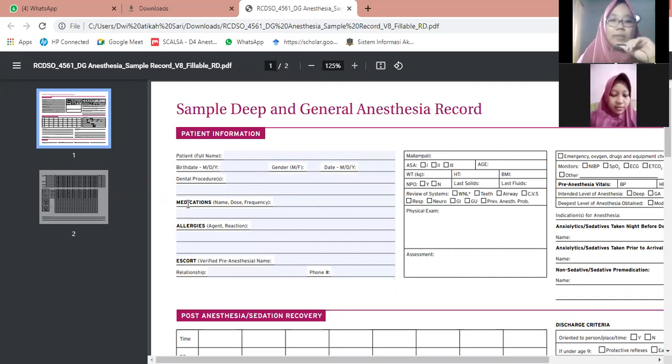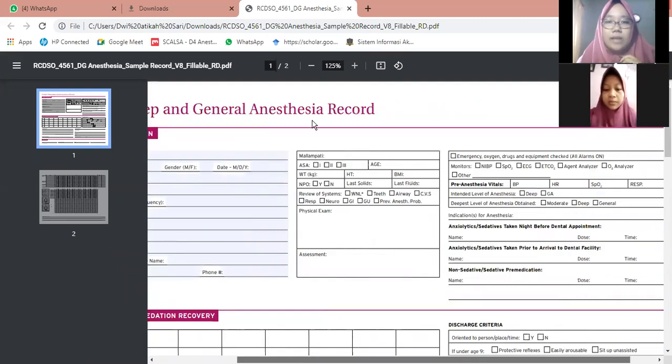The next is medication. Medication, you have to write the drug's name, the dose, and the frequency. Next is allergies. You can skip this part if the patient has no allergy, and if the patient has allergy, you can write the agent that causes the allergy and the reaction in the patient's body. And for the escort, you can write down the family's name and the relationship with the patient, and also the phone number here.